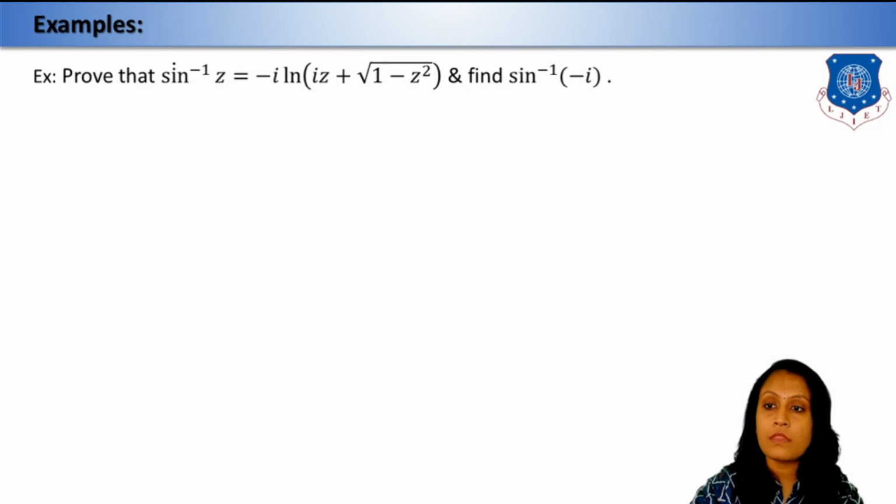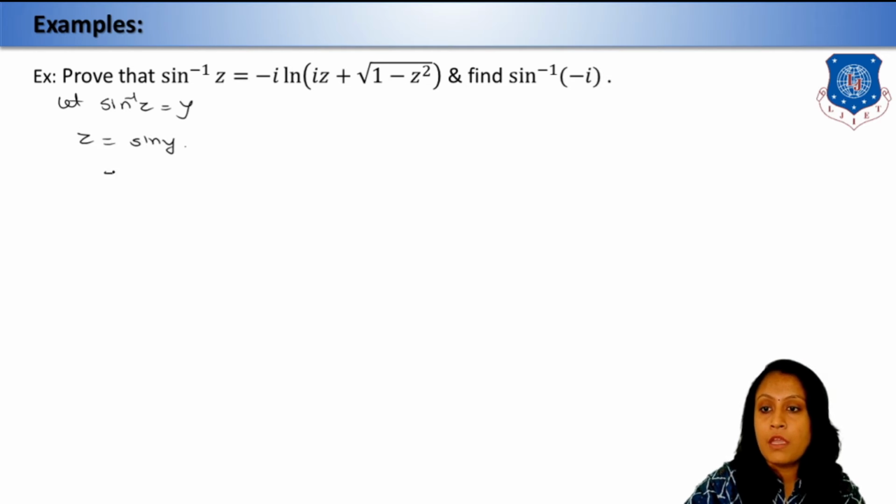Now let us prove some results. First is sine inverse z is equal to minus i ln of iz plus under root 1 minus z square. And then we have to find sine inverse of minus i. So let's start with the proof. Firstly, let sine inverse z be equal to y. So z is equal to what?